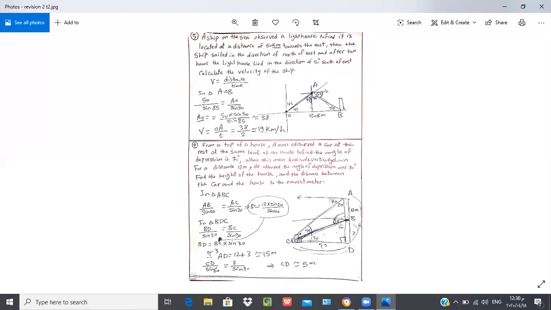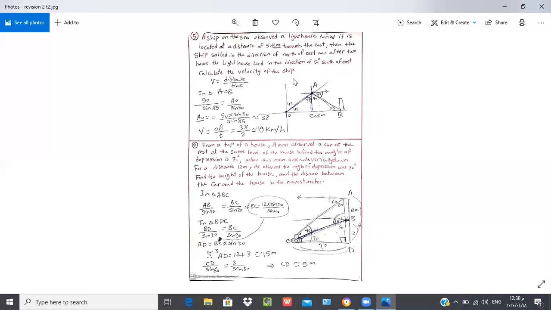And after 2 hours, the lighthouse lay in the direction of 50 south of east. At the point that I reached, I will make a new coordinate, and I will make the direction 50 south of east. This is the east, meaning the 50 is with the east, and this is south. I will look here at the lighthouse but at an angle of 50 with the east. Calculate the velocity of the ship.